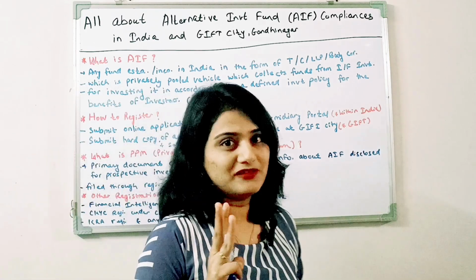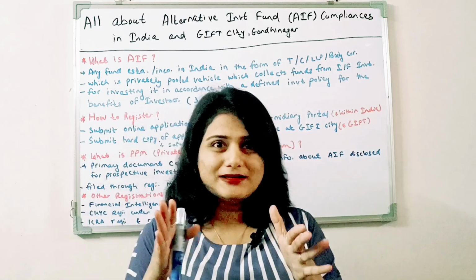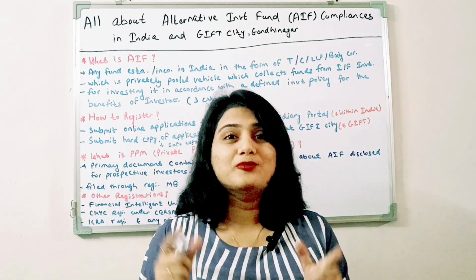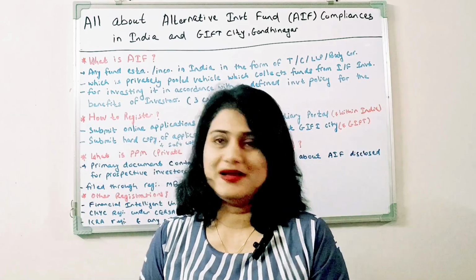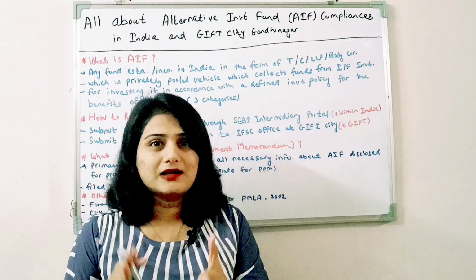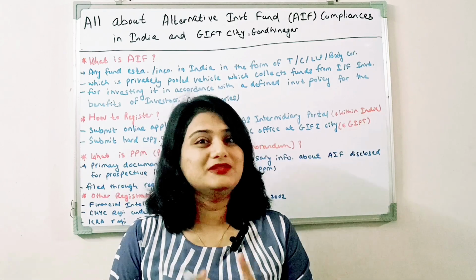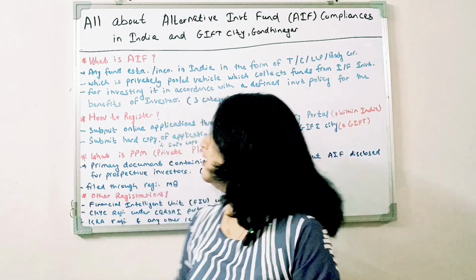There are three categories of AIF: Category 1, Category 2 and Category 3. I am not going into detail of this category part. My major focus will be on the compliance part. So as a compliance officer, if you want to be appointed as a compliance officer, what will be your responsibility, what should be the timelines, and which regulations will be applicable.